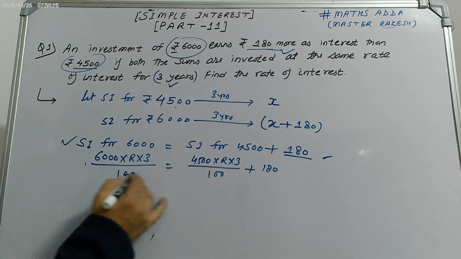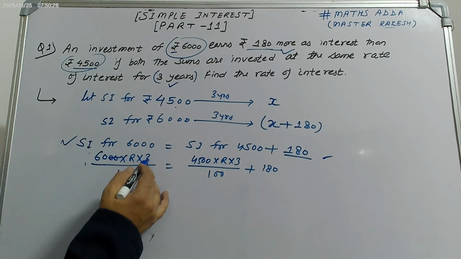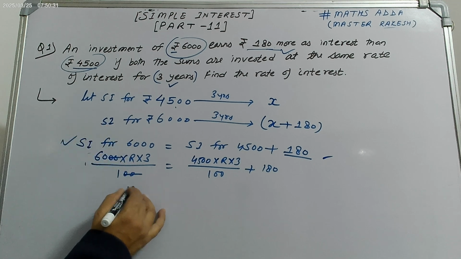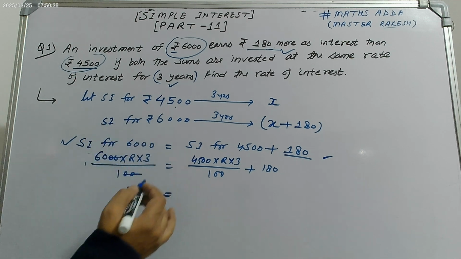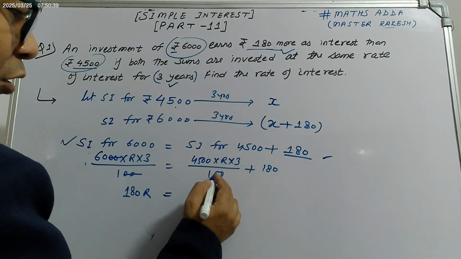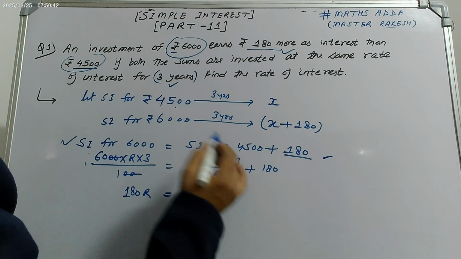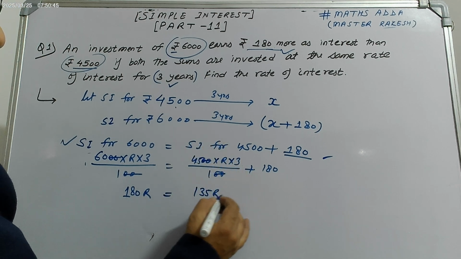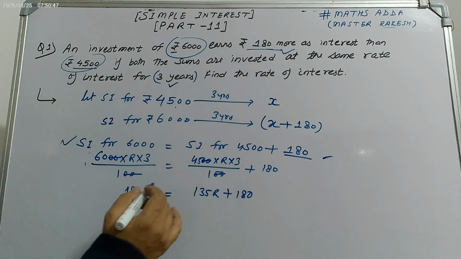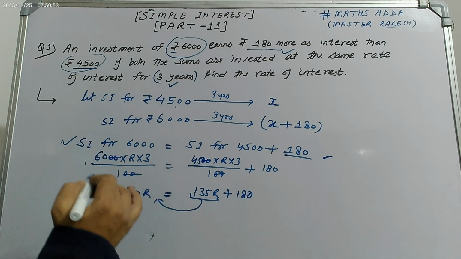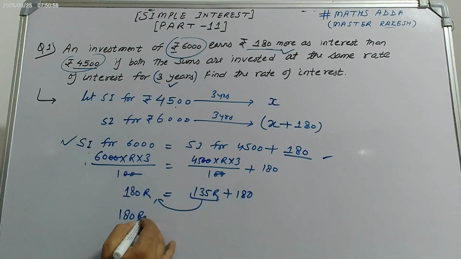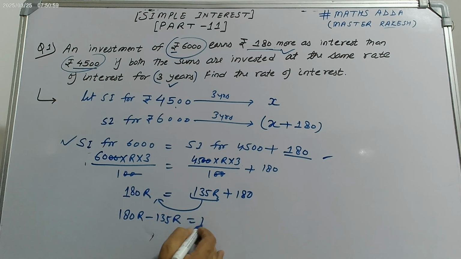Here on the left hand side 2 zeros cancel. 6 3s are 18, 180 r upon 1 means 180 r. I'm directly solving this fraction here. 2 cancel, 45 3s are 135 r plus 180. So the r term on the right hand side goes to the left hand side, so it will become 180 r minus 135 r equal to 180.